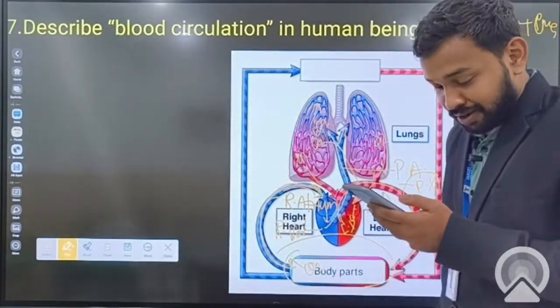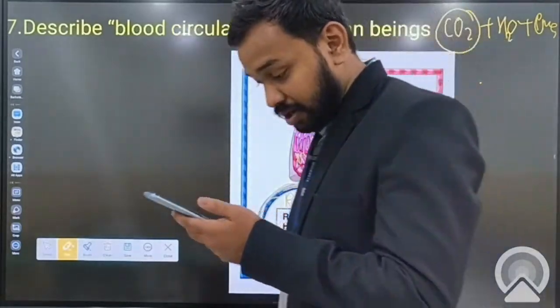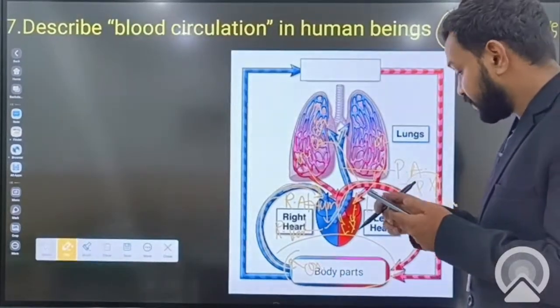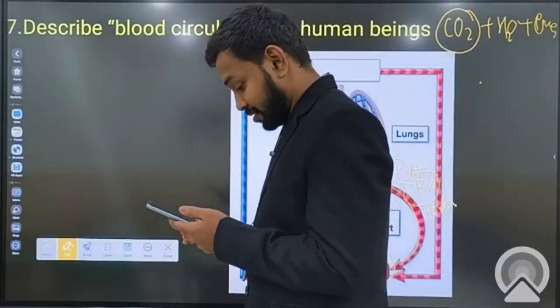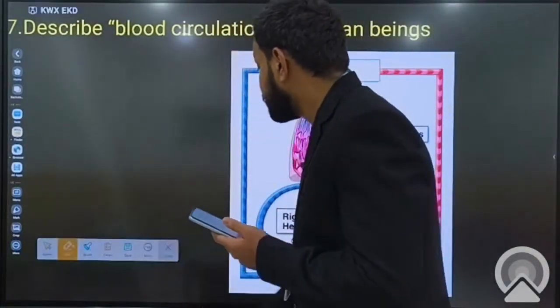Fatima, is it clear? Yusuf Abdul Latif is there. Shamil is there. Is it clear? Then we move into the next question.